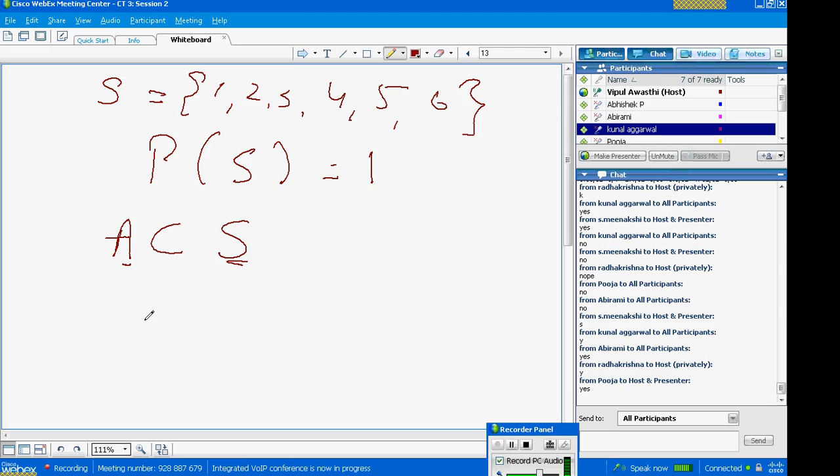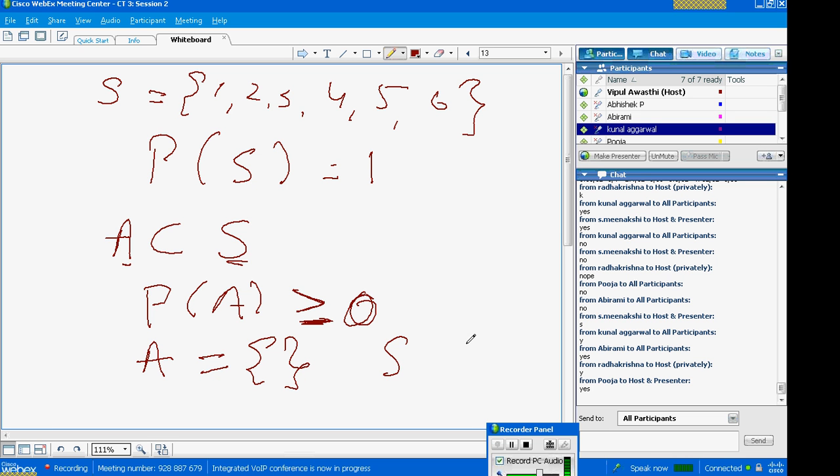suppose A is a subset of S. That means A contains some values which are there in S. Then probability of A is greater than or equal to 0. See, probability of A greater than 0 we understand. But why the equal to sign? It may be equal to also. Because if A contains nothing, there is no value in A, it is a null set, and S contains some value, as we have defined earlier. A null set is also a subset of S. Null set means nothing is contained in it. So the probability of A here will be 0.